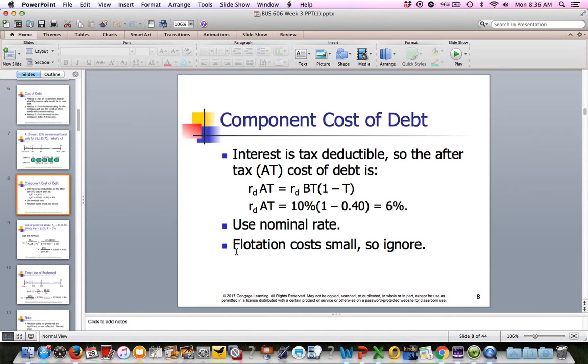Down here it says flotation costs are small, so ignore. A flotation cost is essentially the cost of issuing debt or the cost of issuing equity. If I'm a corporation, what corporations do is they hire investment bankers to say, I want to issue debt, help me do it. And like any banker or broker or in between, they get their cut. And so they're going to typically take a fee. We're just ignoring that in this example. Okay, we're just saying it's small, ignore it, because we want to focus on how a before tax rate becomes an after tax rate. Okay, so that's really what we're talking about.